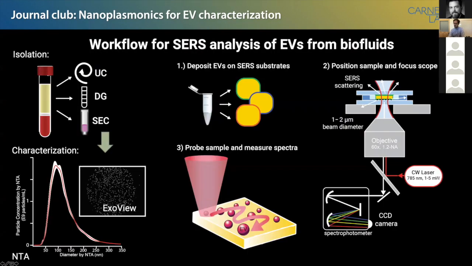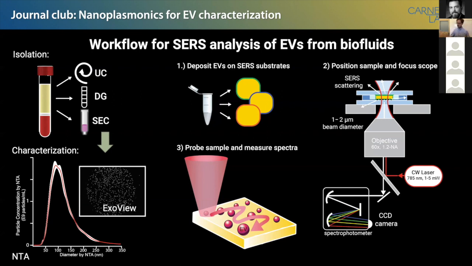Okay, so here's our typical workflow. We isolate EVs, just like all of you. We're still testing what the best method is for SERS analysis. We see differences. And so we're combining or comparing ultracentrifugation, density gradient, and size exclusion chromatography. And we're typically doing all the normal analysis, NTA and ExoView and TEM and Western blot and so on.